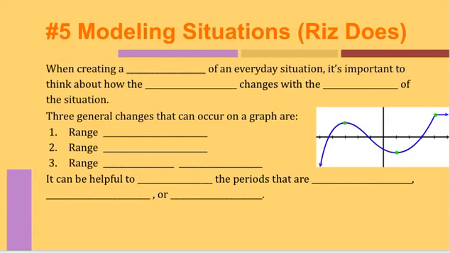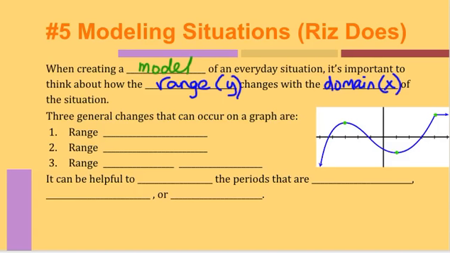Visual representation of a specific situation. Go ahead and follow along with your notes. When creating a model of an everyday situation, it's important to think about how the range, now remember from our last lesson, the range is the y, changes with the domain x of the situation. So basically, how is the y-axis changing with the x-axis?